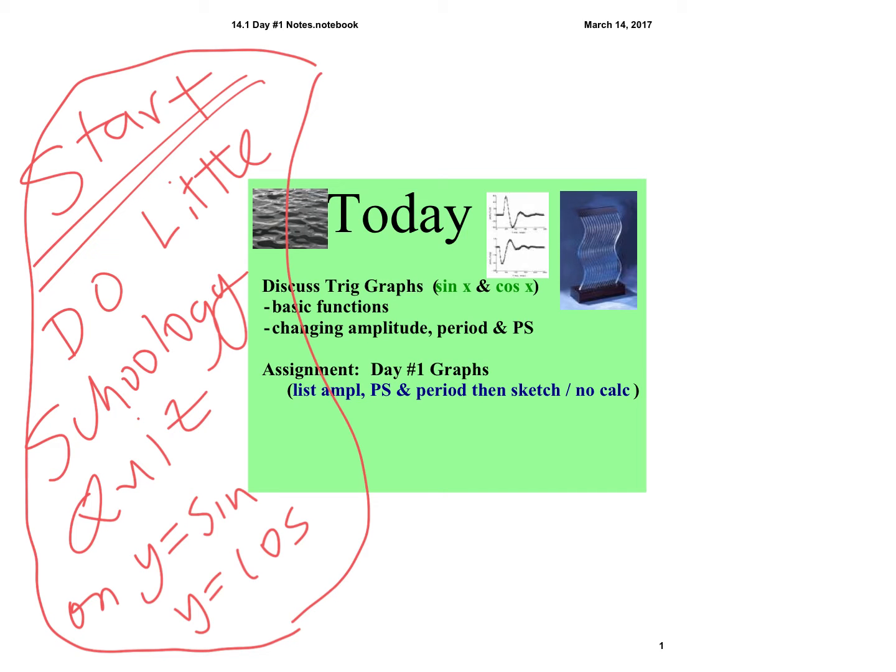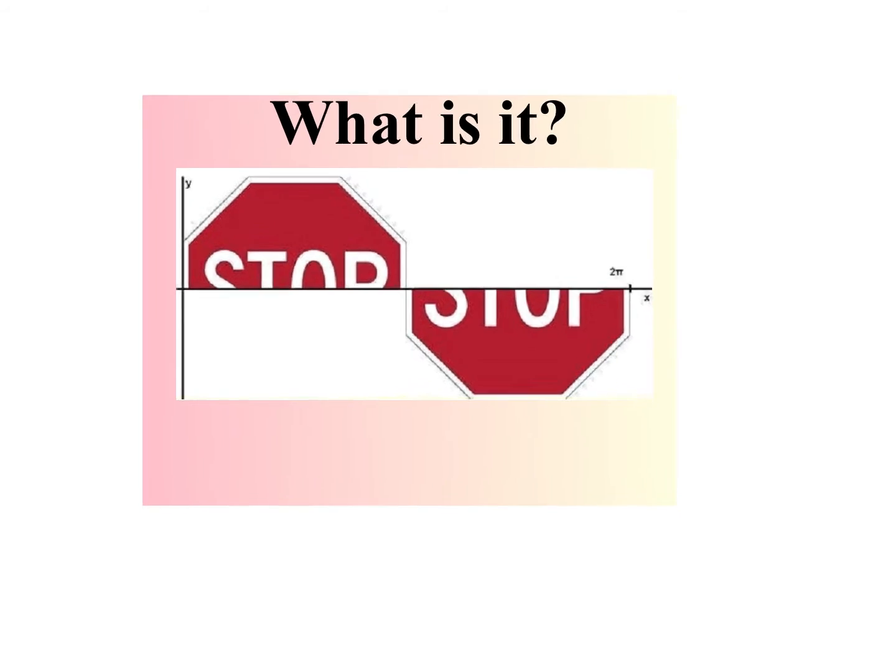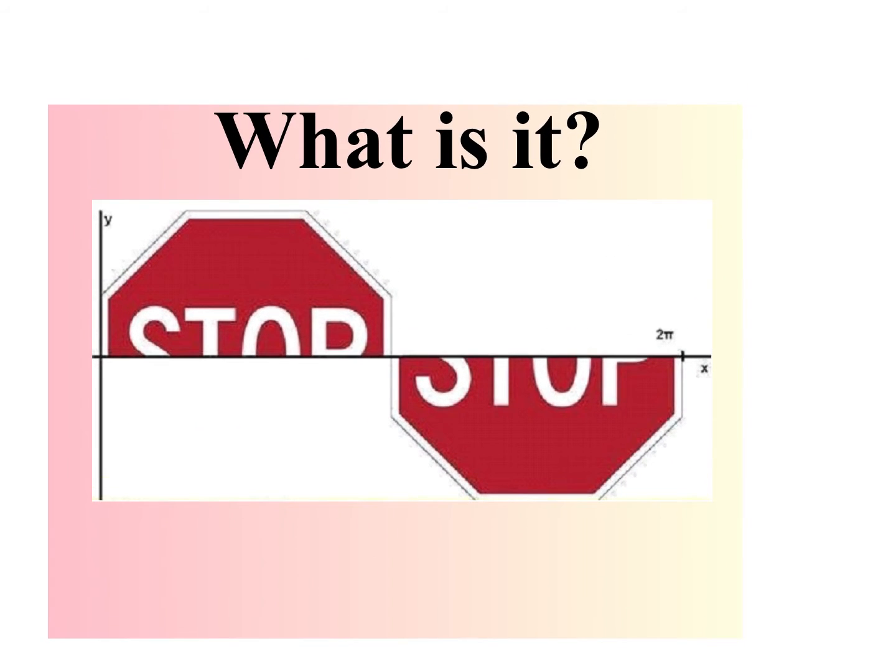Here we go. So what is sine and cosine? Well, this is a stop sign, as you can imagine, because if you didn't get the joke, it's because you probably didn't know that the sine graph goes like that. That's what the sine graph looks like. Okay, so that's just a stop sign, you know, just a dumb math joke.